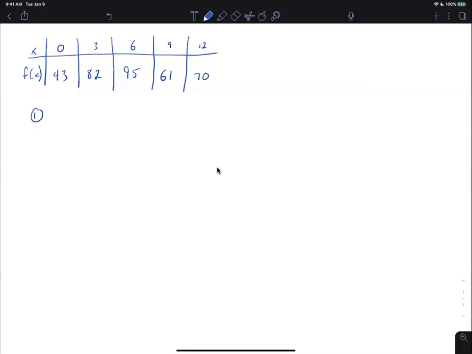So what we're going to talk about is this scenario where you've got this function f of x, and we've got certain values of x. So x is 0, 3, 6, 9, and 12. And then there's other values, but we don't know those. And what this is going to represent is you driving.